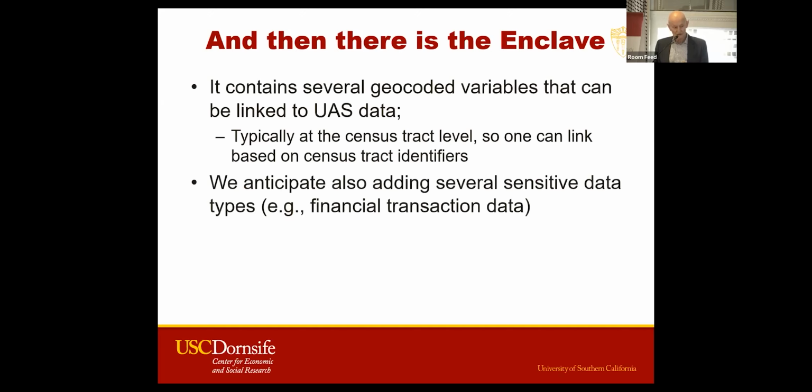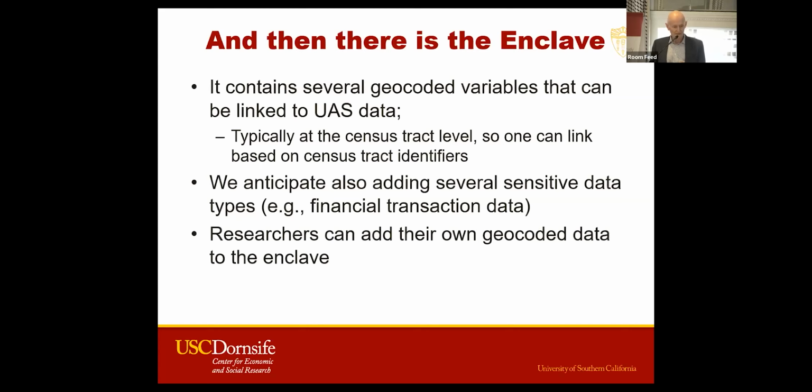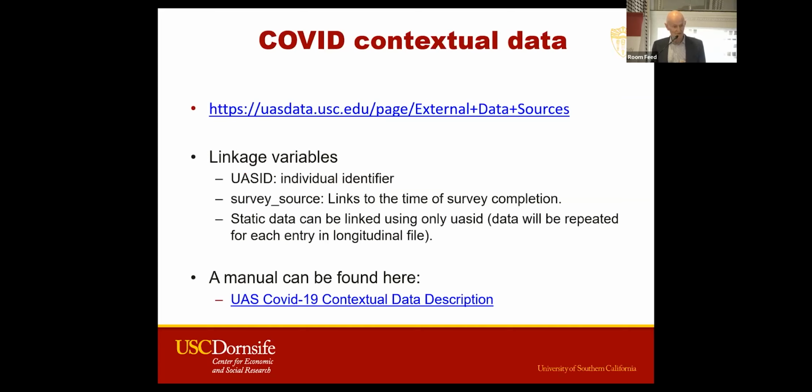In addition, we anticipate adding several other sensitive data types that we have collected. For example, we have financial transaction data that are collected for a subset of the sample, and they're very fine-grained. We don't make this available generally, but under certain conditions, one can use them in the enclave. And you can also add your own geocoded data to the enclave. So if you have geocoded data of the kind that I mentioned, that's fine-grained, you can add them to the enclave and then link them there and do your analysis in the enclave.